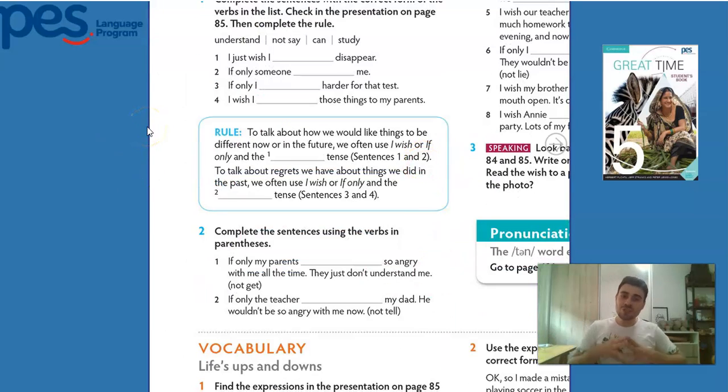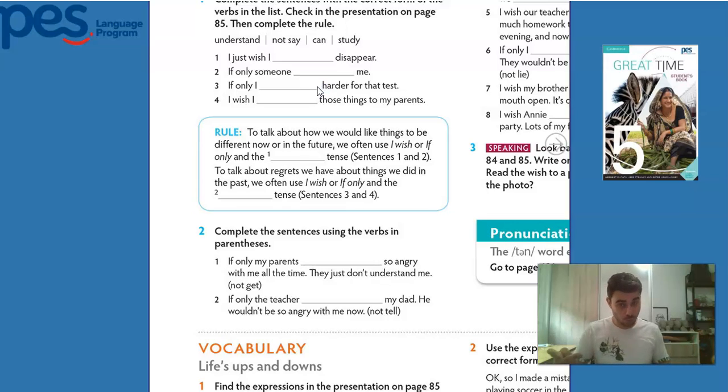So, the rule says, to talk about how we would like things to be different now or in the future, we often use "I wish" or "if only" in the blank tense. And the example is sentences number one and number two. So, what is the verb tense of sentences number one and number two? Again, simple past, past perfect, simple present, present perfect, past continuous, future. What is it? What's the tense?